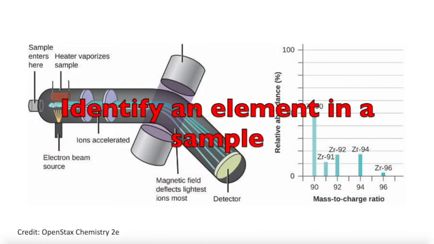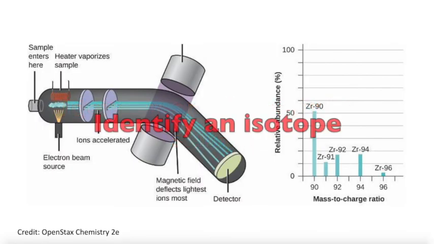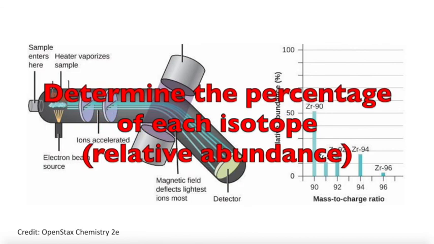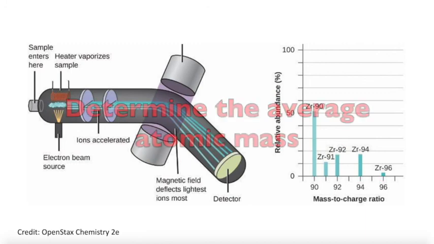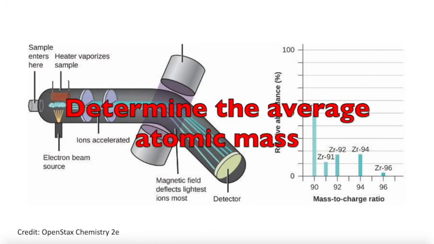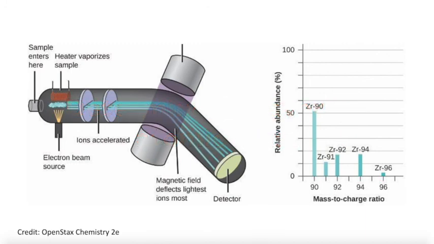So in summary, we can use mass spectrometry to identify a particular element in a sample, to identify an isotope, or determine the percentage of each isotope in a sample, or to determine the average atomic mass of a particular sample of an element.